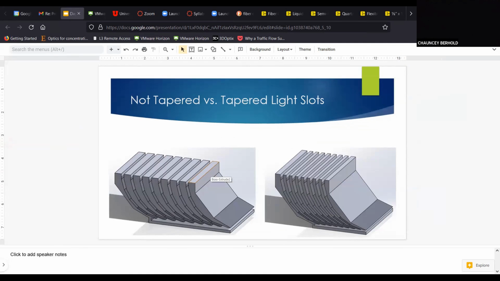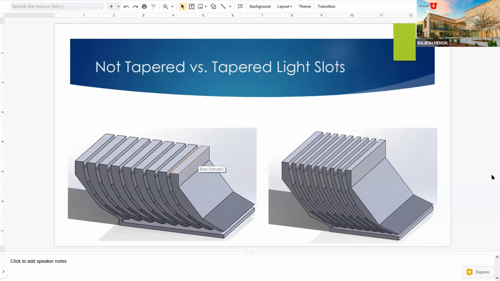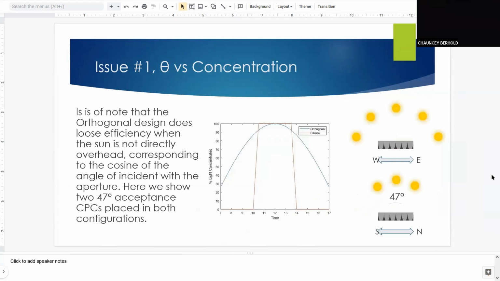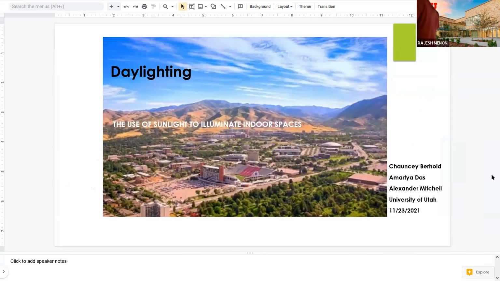Is that? It's good. All the way to the top, please. Maybe, yeah, start at the beginning. So these were the two designs we were looking at. Okay. Chauncey, we haven't done our sections yet. You got to go to the beginning. Oh, okay. That makes a whole lot more sense. I thought I really missed something there.